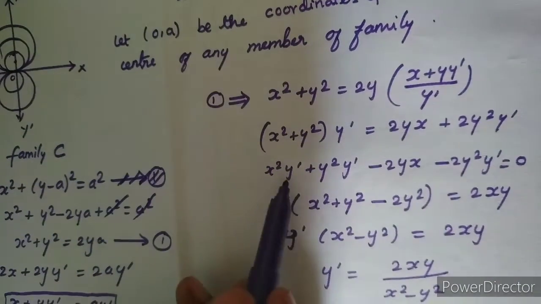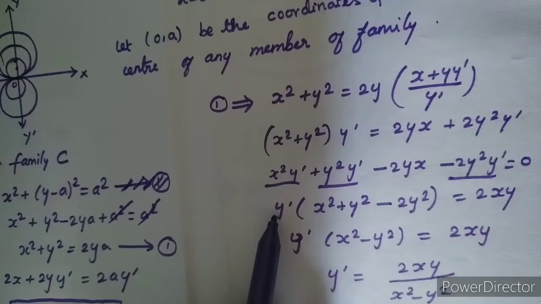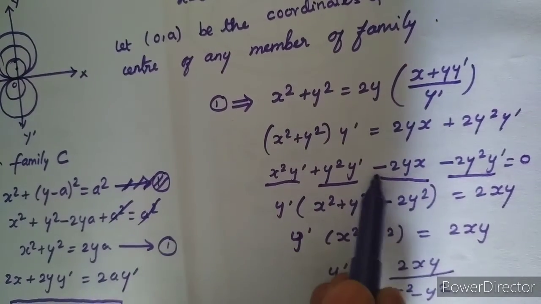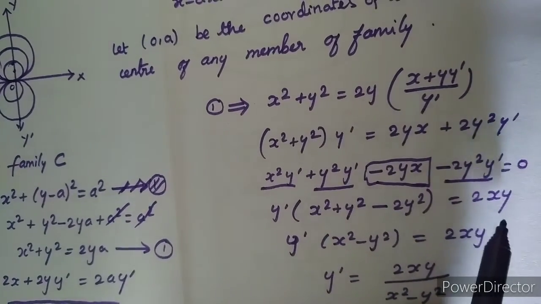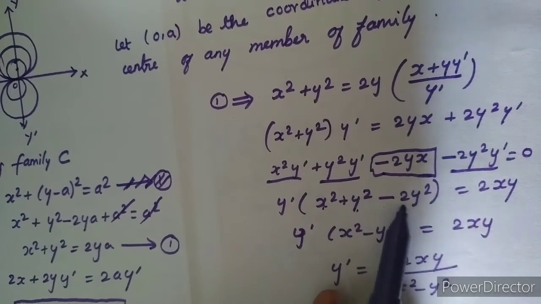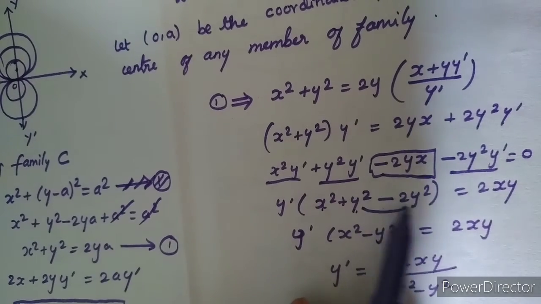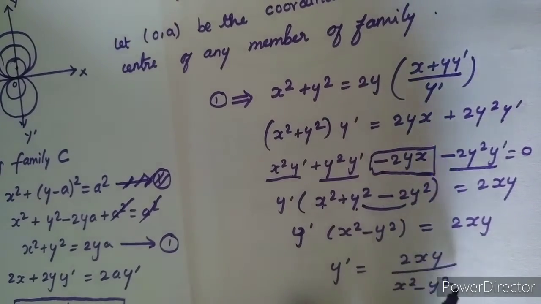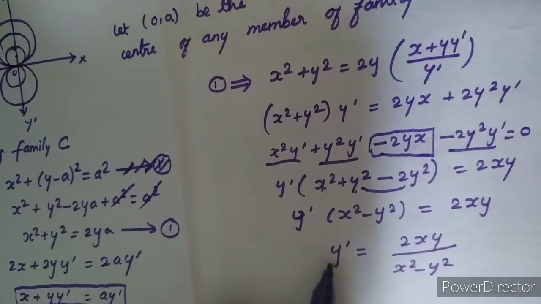Here the first term, the second term, then the last term contain y dash, so take y dash as common, then write the remaining. Then this minus 2yx will be on the right side, plus 2xy. Then this is x square, this is y square, it is minus 2y square. So combine the two, we get minus y square, because it is 1y square minus 2y square, therefore minus y square. Then consider x square minus y square on the right side as the denominator, therefore 2xy by x square minus y square. This is the value of y dash.